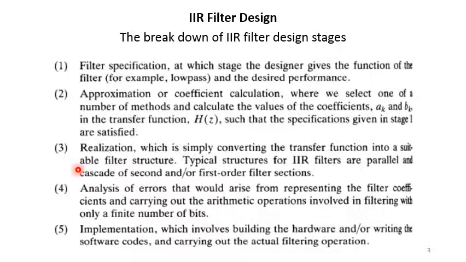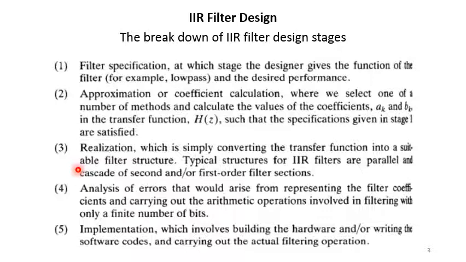Similar to the FIR filter design, the third step is realization. Realization means we convert the transfer function into some suitable filter structure. You have been taught about the different structures, so I think that's quite straightforward. The typical structures for IIR are parallel and cascade, and these are based on the expression for the system function. We can express the system function in factored form.